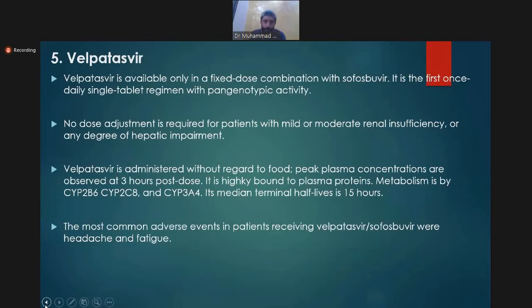Well, Velpatasvir is available only in a fixed dose combination with Sofosbuvir. It is the first single daily tablet regimen with pan-genotypic activity. No dose adjustment is required for patients with mild or moderate renal insufficiency or any degree of hepatic impairment. It is metabolized by the CYP class of liver enzymes, and peak plasma concentration is observed at 3 hours post-dose. Headache and fatigue again is the most common adverse reaction reported by the patients.